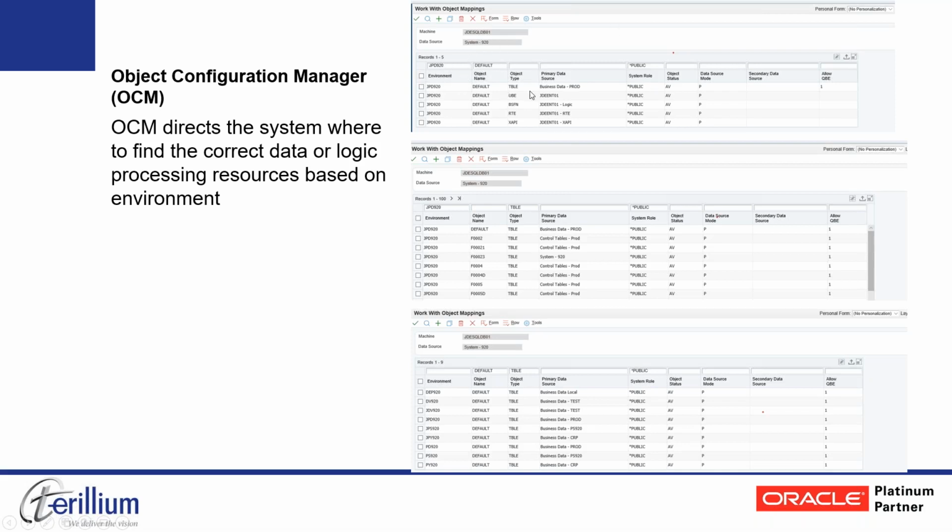The first one is, where do I look by default for my tables? Here we can see that the production environment looks at business data prod for all of its standard tables. It's going to show you when it does a UBE, a universal batch engine or a report, that it's going to point to the JDE ENT01 enterprise server to process that report there. And then the business function, again, going to that same server for logic processing.